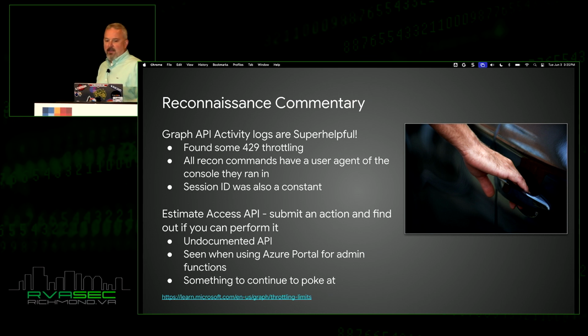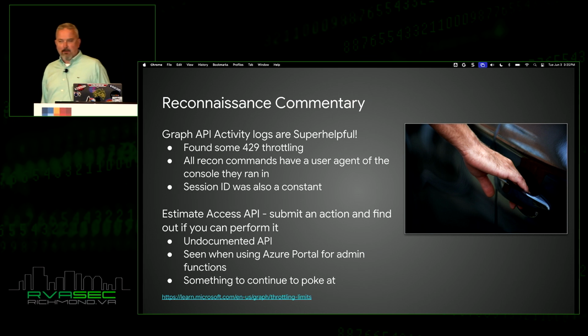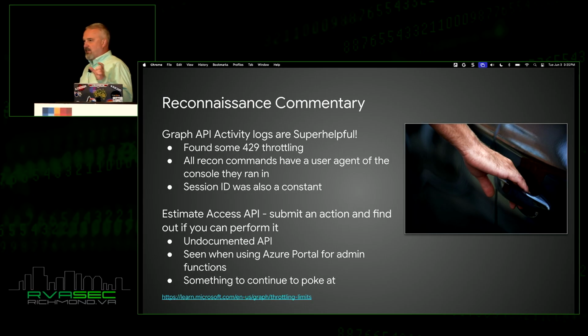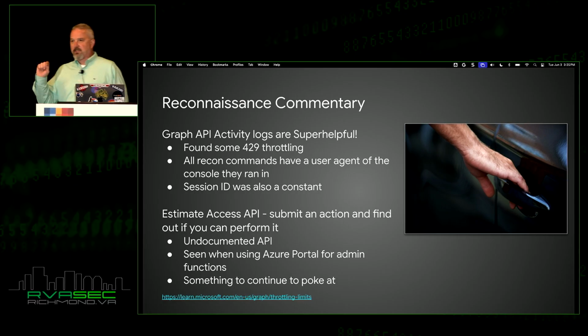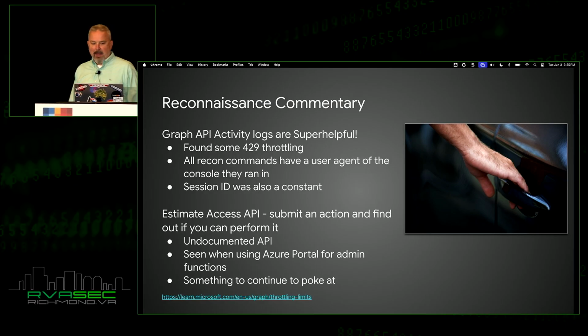There's also an API in there. I haven't seen anything updated on this recently called Estimate Access API. This is an undocumented API. It's not the smoking gun, I'll tell you that right now, just to ruin everybody's fun. Because when I go into Azure and I'm doing my admin activities, I'll see Estimate APIs logging as well. But the idea with this is it submits an action. It basically says, well, does this user have the rights to be able to perform it? So it's kind of like a little thing that it's doing in the background. It's not, again, a smoking gun, but you know what?